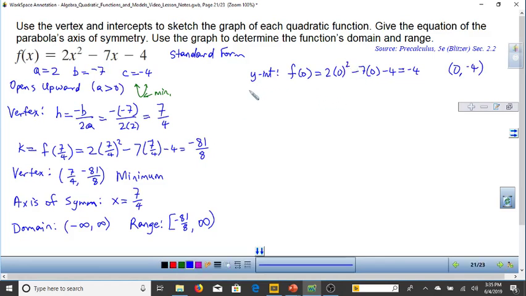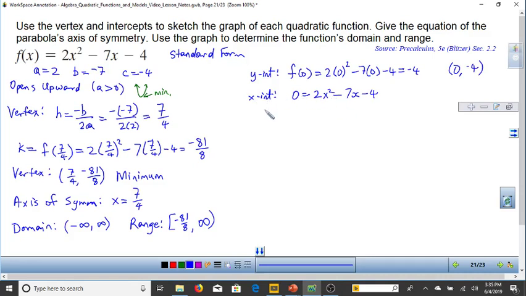Now to find the x-intercept, you're going to replace f of x with 0 and solve the quadratic equation, which in this case may be factorable. Negative 7 squared is 49. 4 times negative 4 times 2 is negative 32. And 49 plus 32 is 81. So that does work out to be a perfect square. So this can be factored.